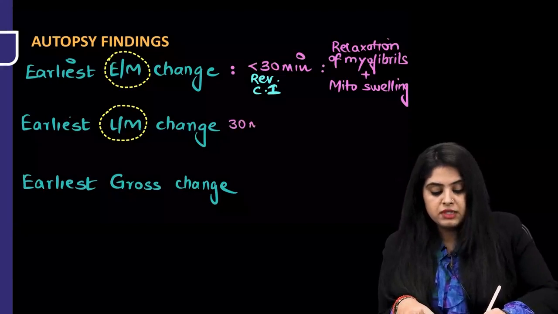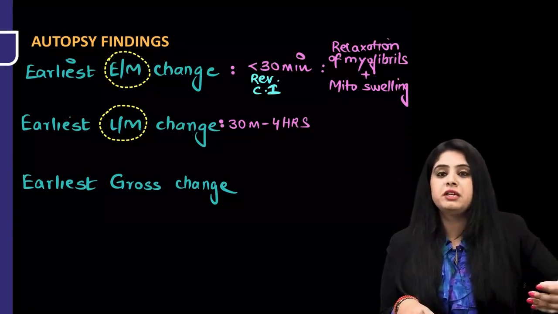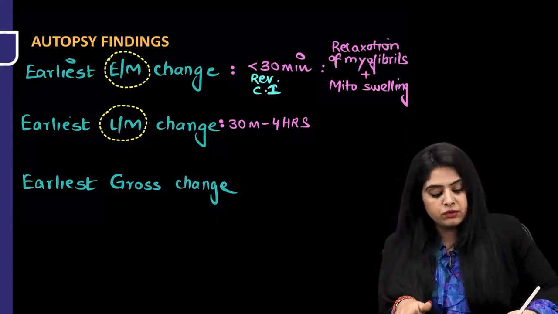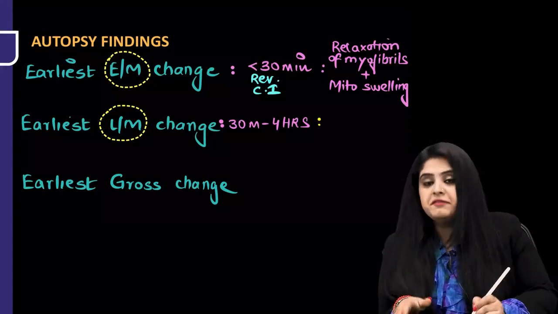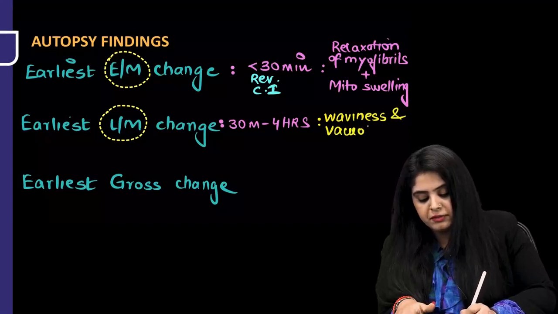So from 30 minutes to 4 hours, if someone dies and an autopsy comes to me after 30 minutes of chest pain, within 4 hours of chest pain, the first light microscopic change that I'll see is going to be waviness of the fibers. Waviness and vacuolization of the muscle fibers.